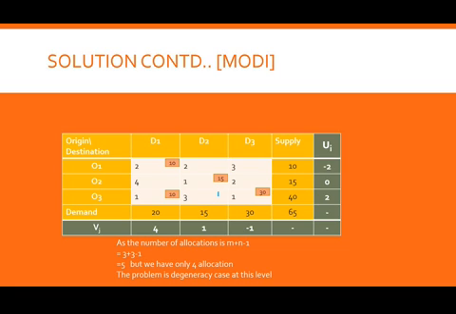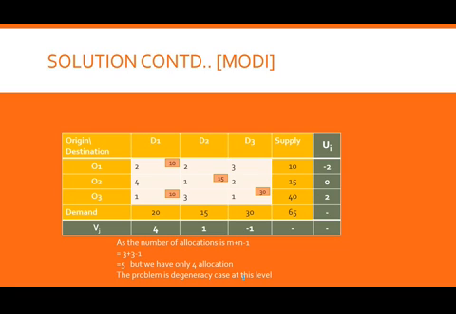Okay? Now recheck for degeneracy case. So how many allocations I have? 4 allocations. How many I was supposed to have? 3 plus 3 minus 1, 5. So I was supposed to have 5, but I have only 4 allocations. So the problem has now attained the degeneracy case. So I need to move it from degeneracy case to non-degeneracy case. So for that I need to make an allocation of epsilon.